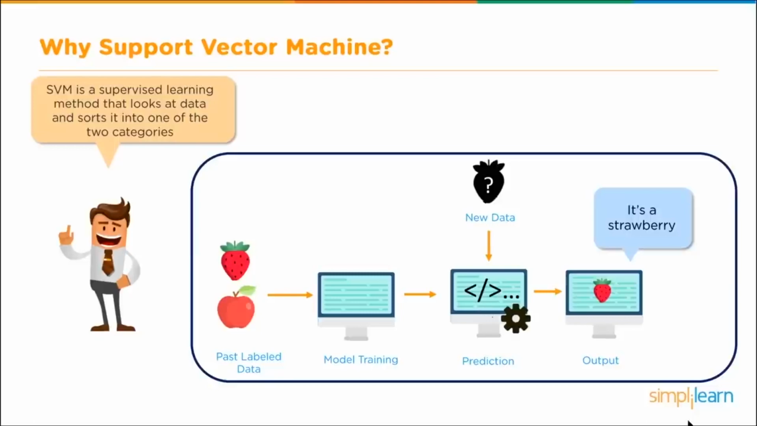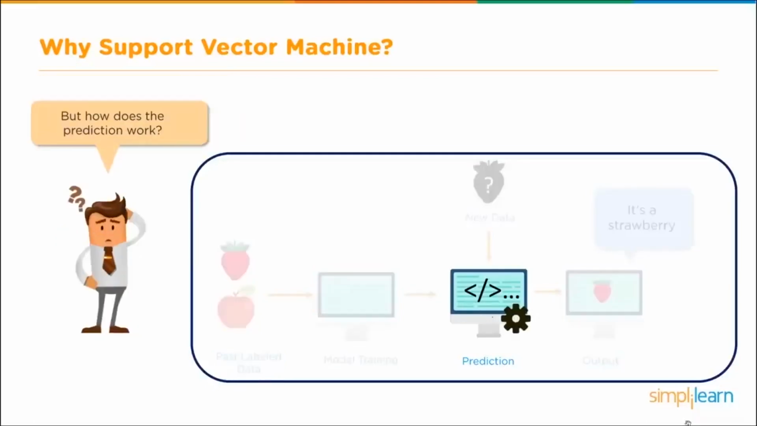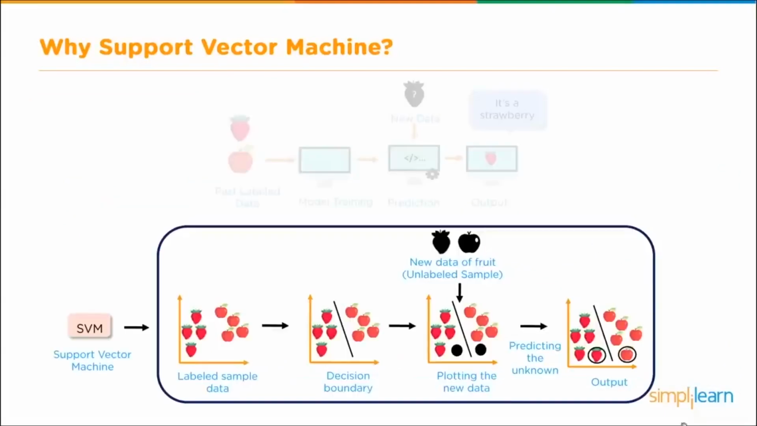At this point, you should be asking the question, how does the prediction work? Before we dig into an example with numbers, let's apply this to our fruit scenario. We have our support vector machine. We've taken a labeled sample of data, strawberries and apples, and we draw a line down the middle between the two groups. This split now allows us to take new data, in this case an apple and a strawberry, and place them in the appropriate group based on which side of the line they fall in. And that way we can predict the unknown.